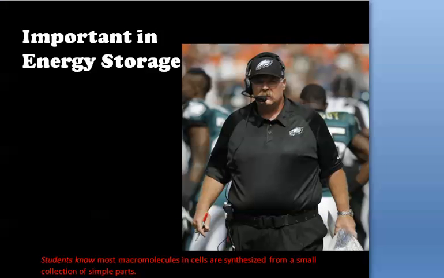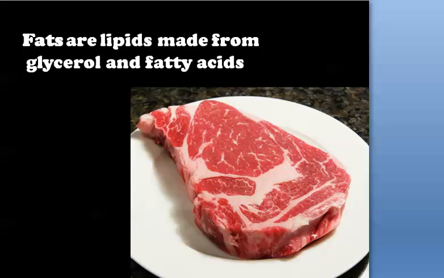All right, so one important thing with lipids is they store a lot of energy. You can see Andy Reid here, the coach of the Kansas City Chiefs. He has stored a lot of energy. And fats that we normally think of, like what you see in this nice ribeye, are what we call triglycerides. Fats are made from glycerol, which is the glyceride part of triglyceride, and fatty acids. So the two small parts are glycerol and fatty acids. Put them together, you get a triglyceride. Like when we were talking about carbohydrates, you had two monomers come together to make a disaccharide. So that's the similarity there.